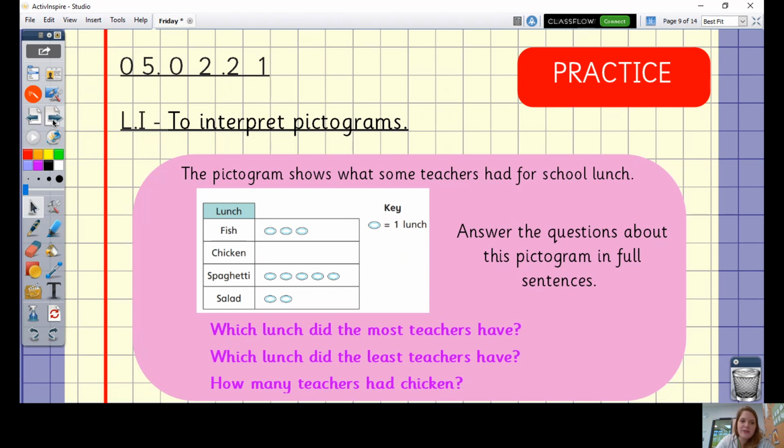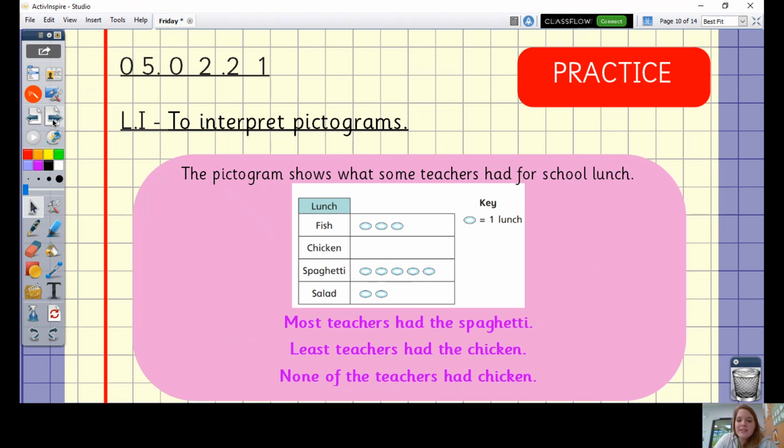Okay, let's go through the answers to those questions together. So I'm looking at my full sentences here. So most teachers had spaghetti, least teachers had chicken, and none of the teachers had the chicken because there were no plates there, which shows none of the teachers chose the chicken option. Okay, so let's move on to see what your main task is going to be.